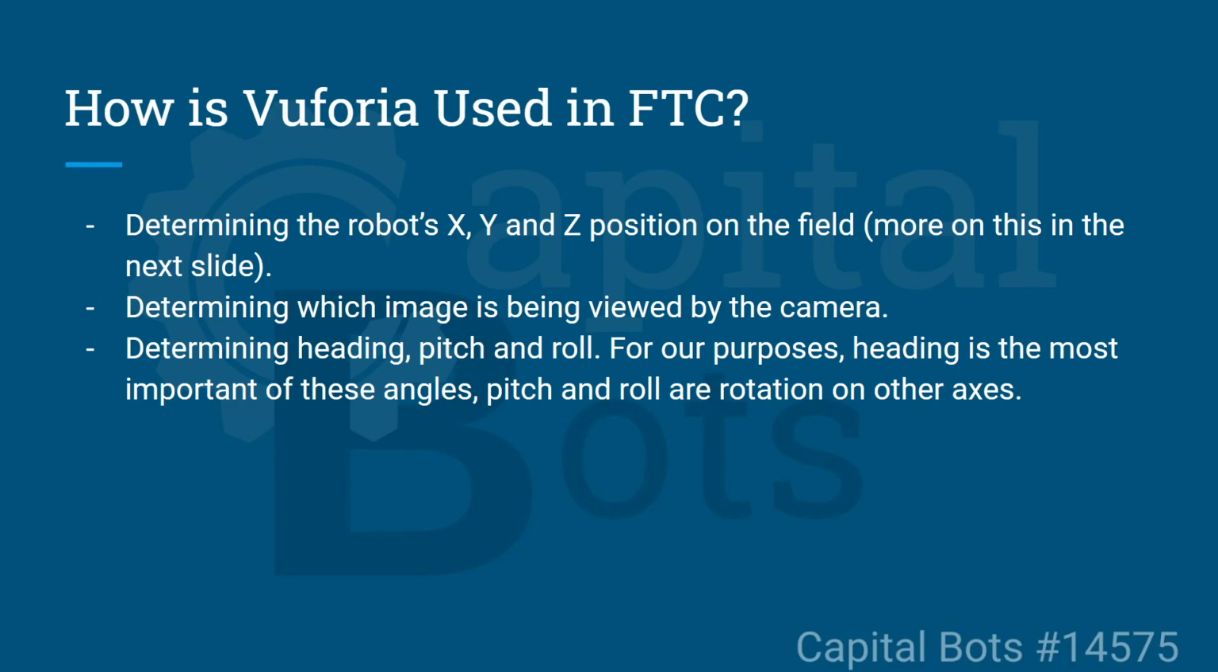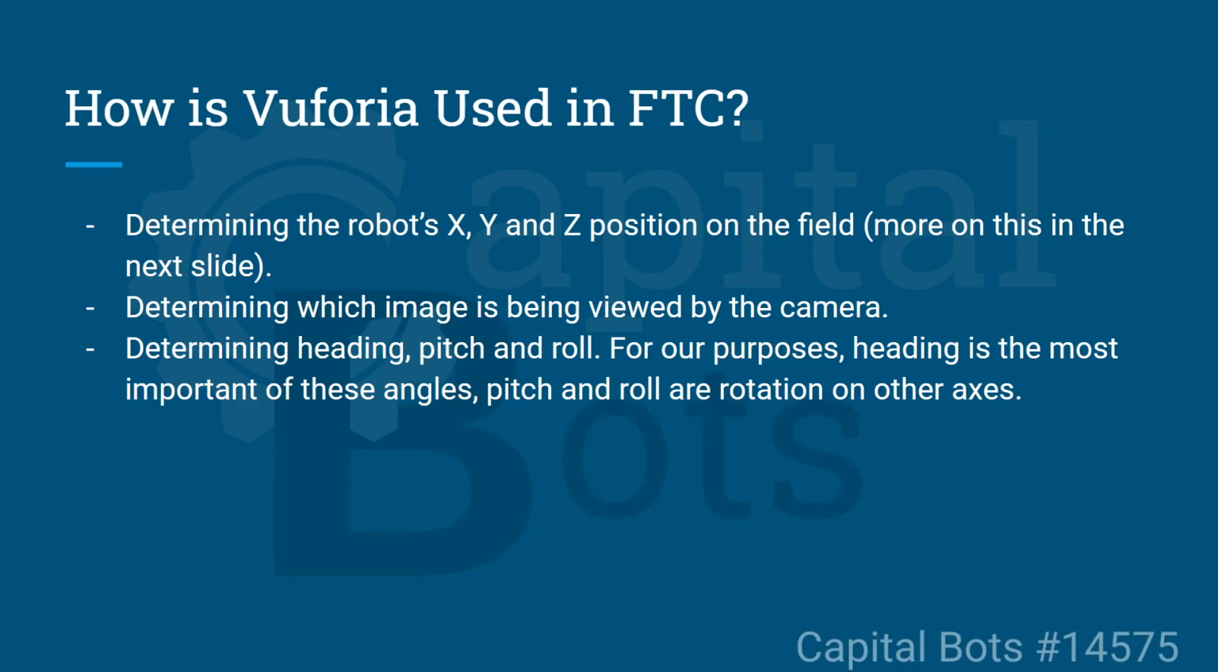Vuforia is also able to determine what image it's looking at. For example, this year we had multiple image targets attached to the sides of the walls. Each of them has its own label, which is determined by Vuforia. So, for example, if Vuforia is detecting a certain image, it might say this image is image 1, whereas if it's looking at a different image, it might say that image is image 2.